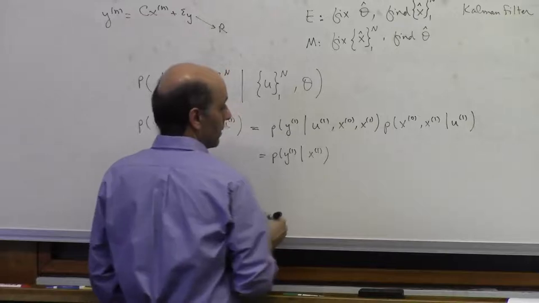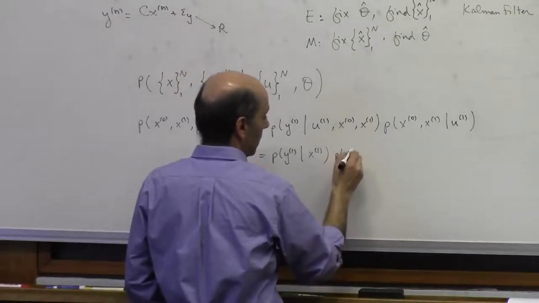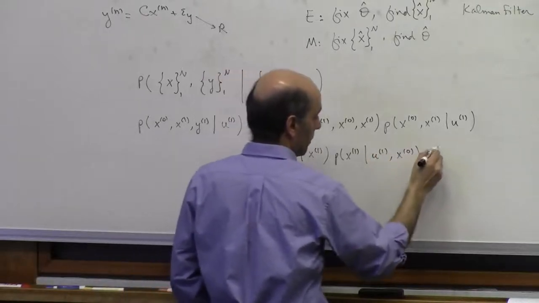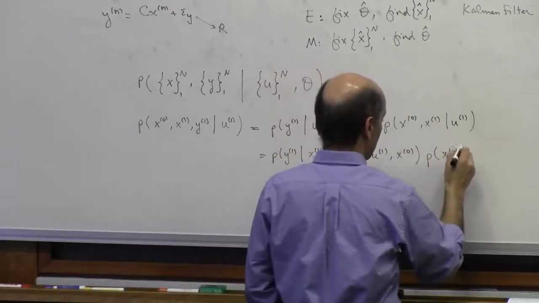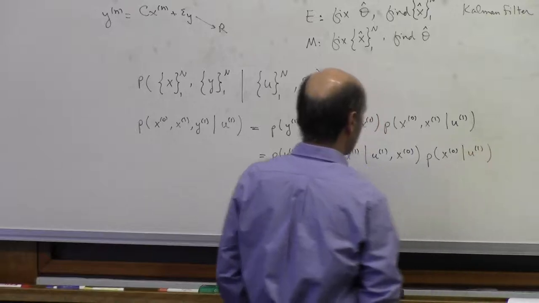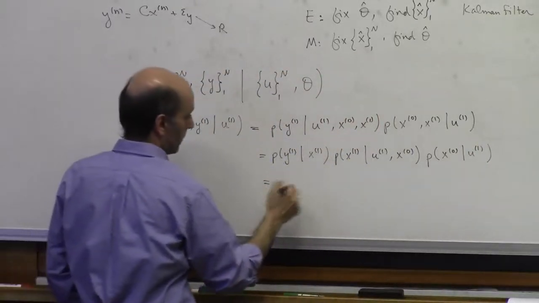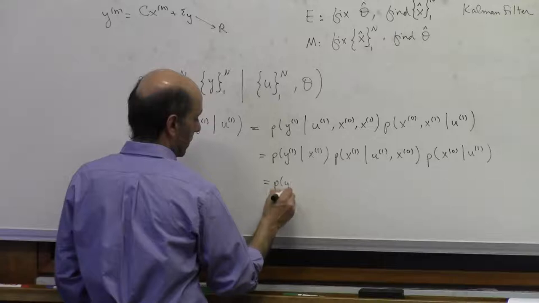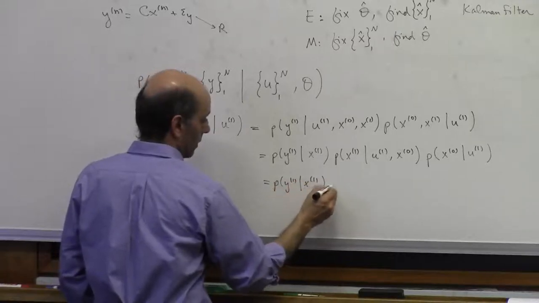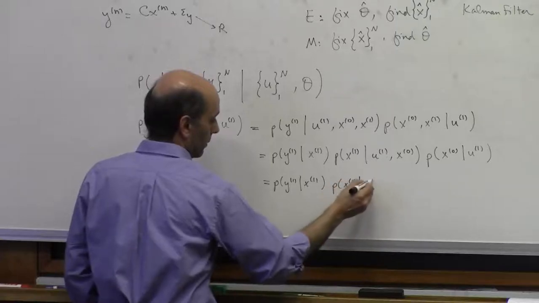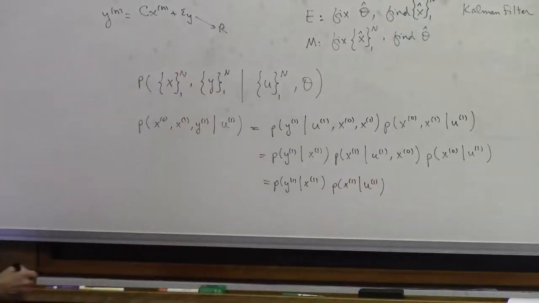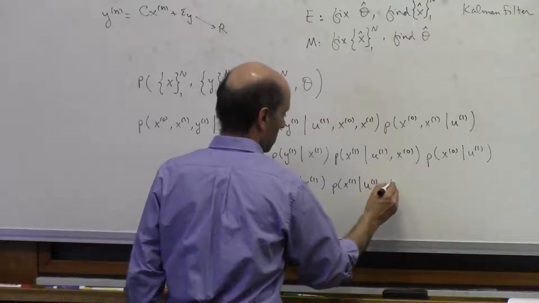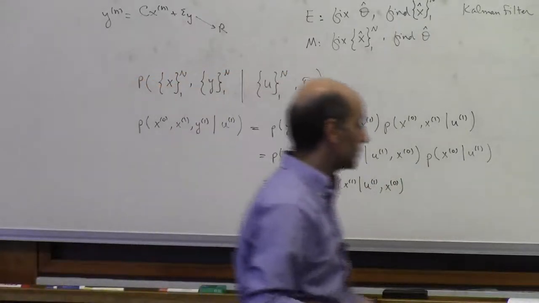And this probability here, p of x0 and x1, I can write as p of x1 given u1 and x0 times probability of x0 given u1. There is no dependence between x0 and u1, so then I get probability of y1 given x1 times probability of x1 given u1, x0. Okay, so that's my first.